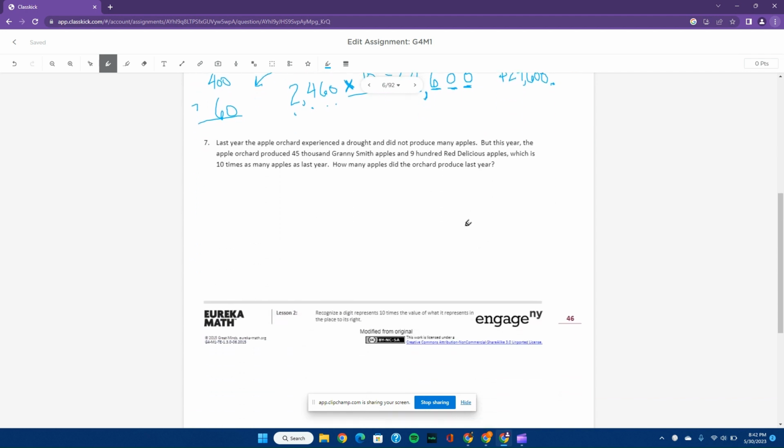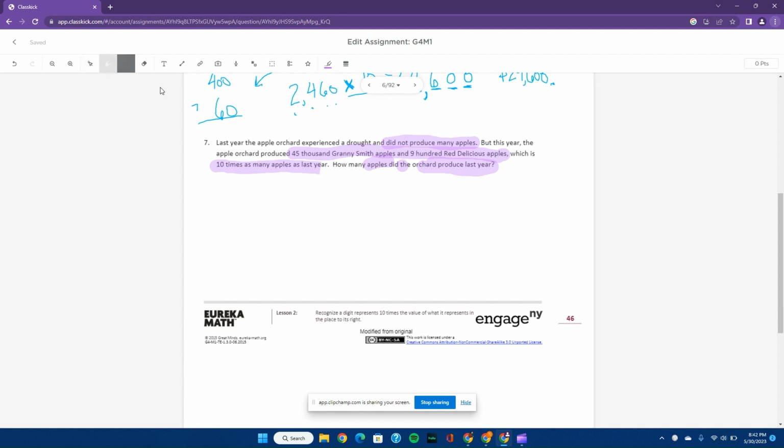Number 7 says, last year, the apple orchard experienced a drought and did not produce as many apples. Okay? Not produce as many apples. But this year, the apple orchard produced 45,000 Granny Smith apples and 900 Red Delicious apples, which is 10 times the amount of apples as last year. How many apples did the orchard produce last year?